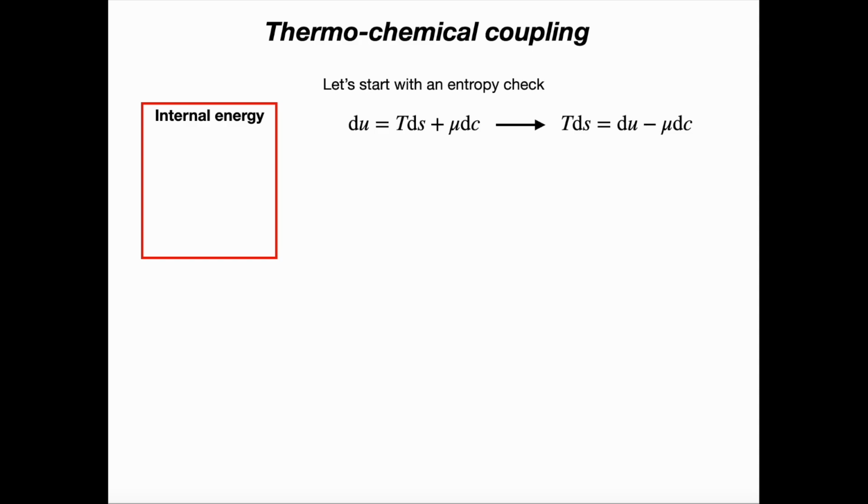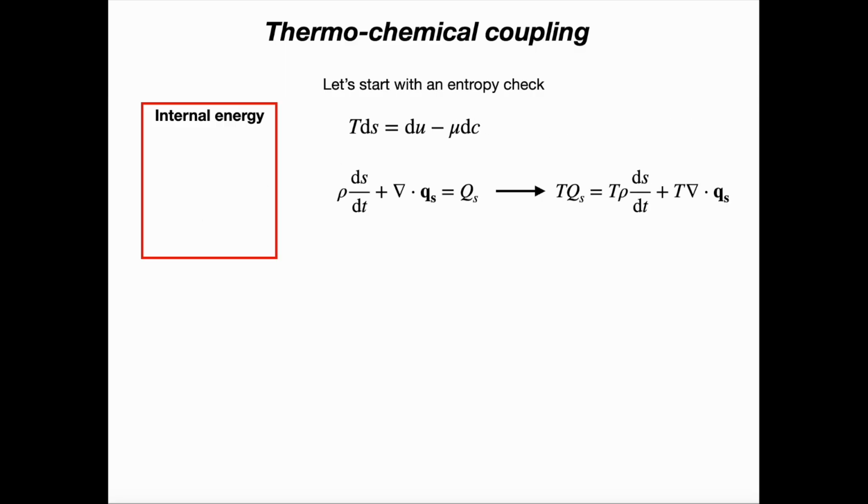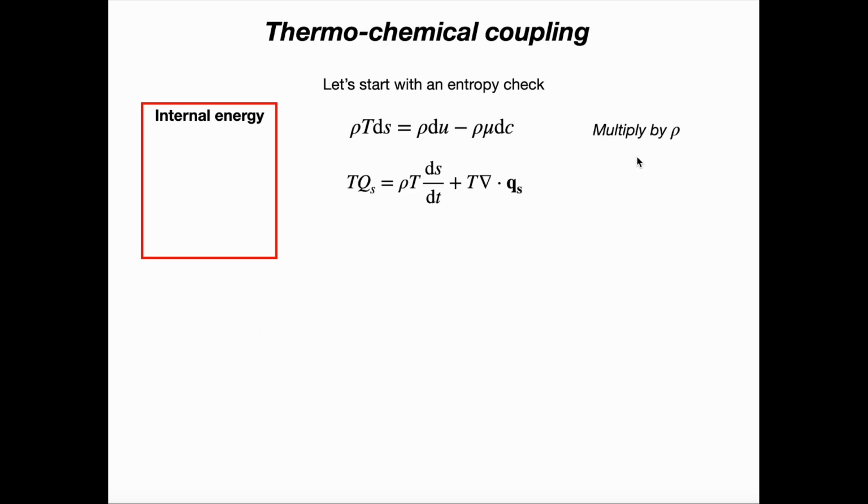Now, let's start deriving the entropy production. For this, we start with du equals TdS plus mu dC, and we solve for TdS. So we repeat the steps before, and we express now the balance of entropy and solve the balance of entropy for T Qs. If we solve for T Qs, we obtain T rho dS/dt plus T divergence of Qs. Now we do one more step. We multiply everything by rho, so we have rho TdS equals rho du minus rho mu dC.